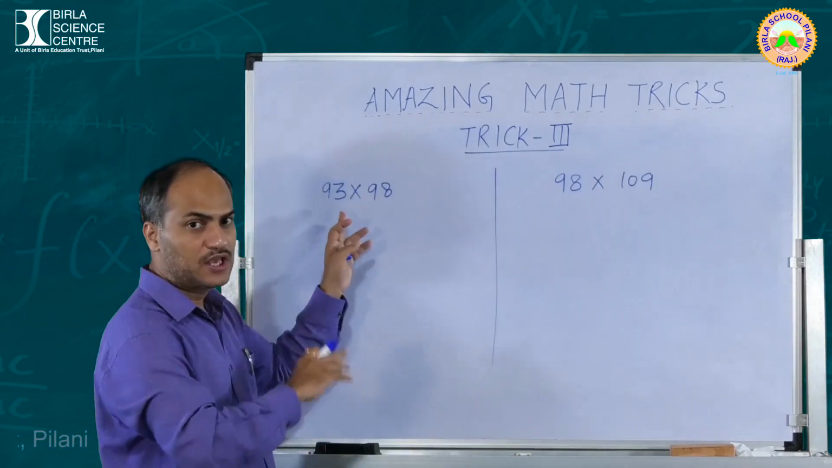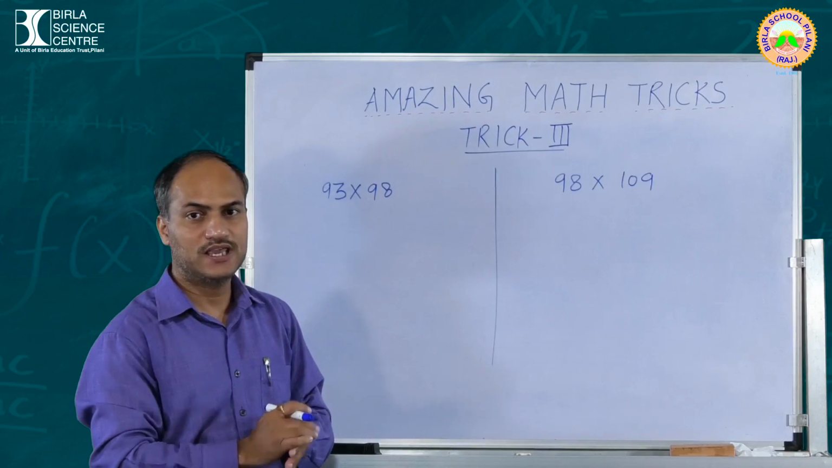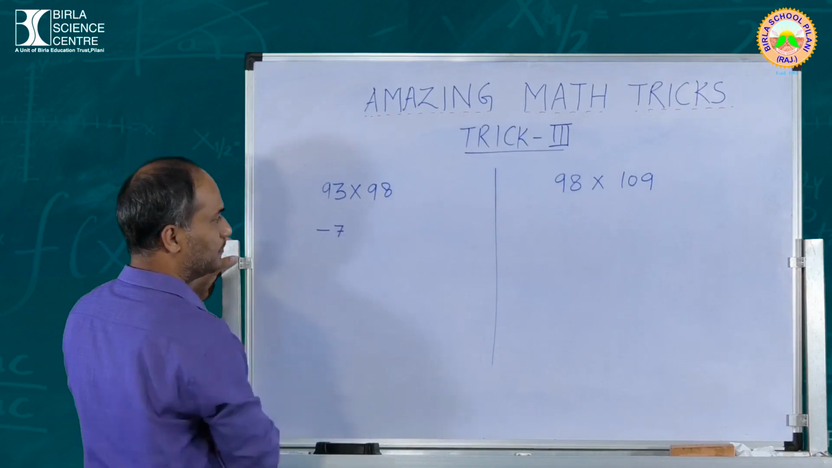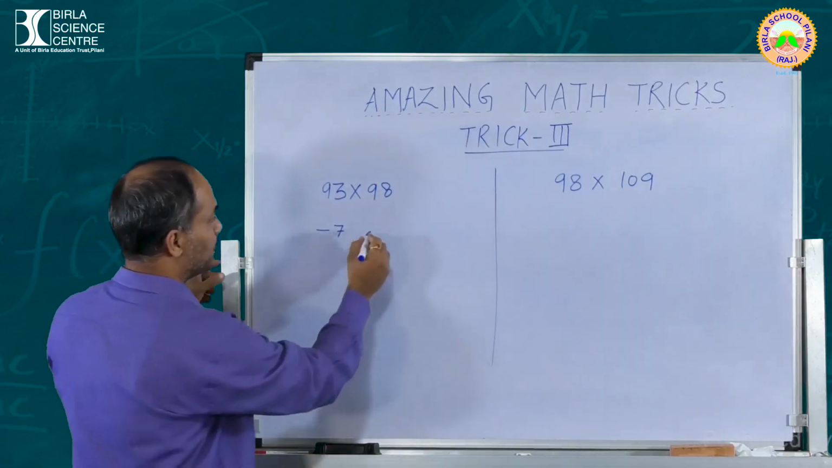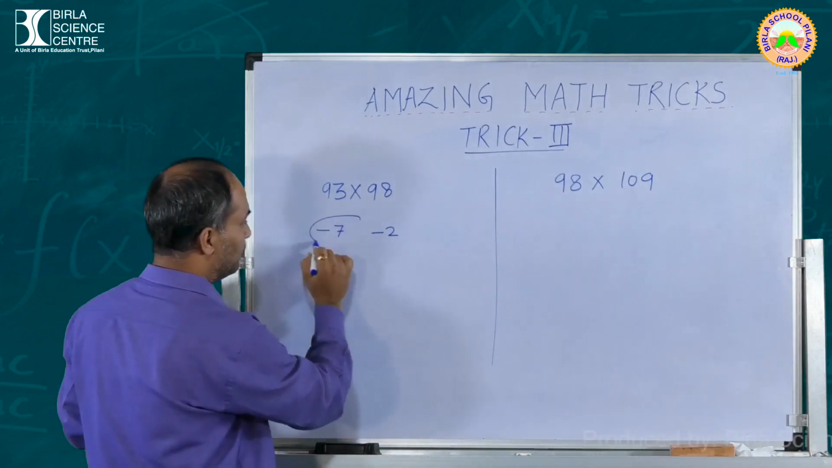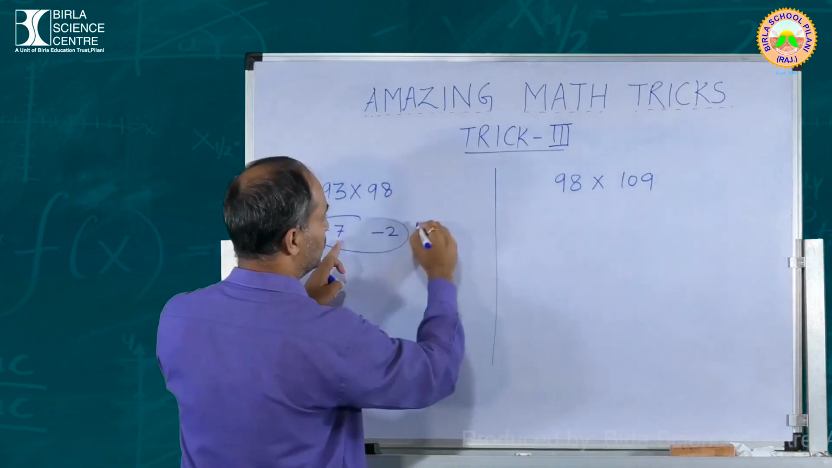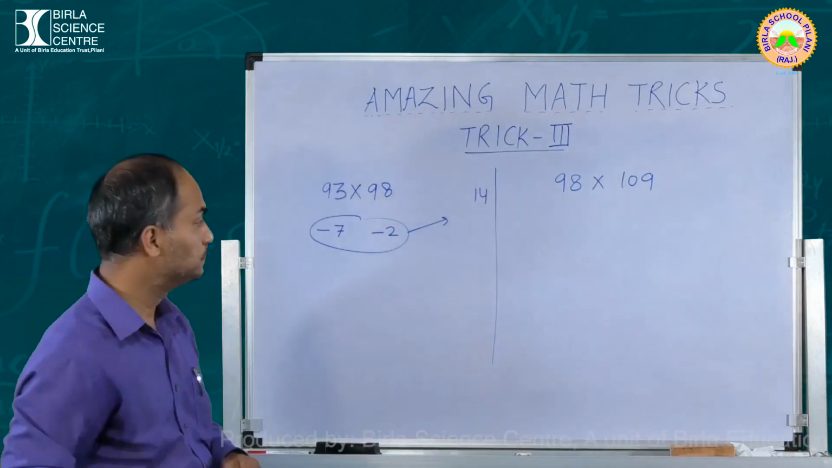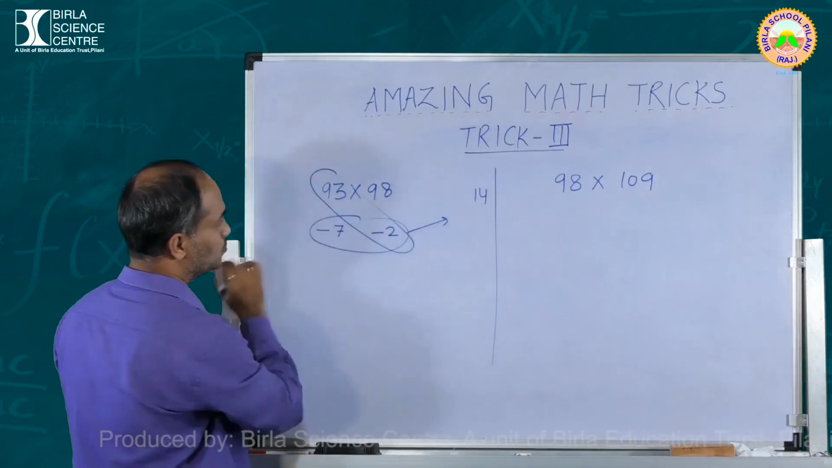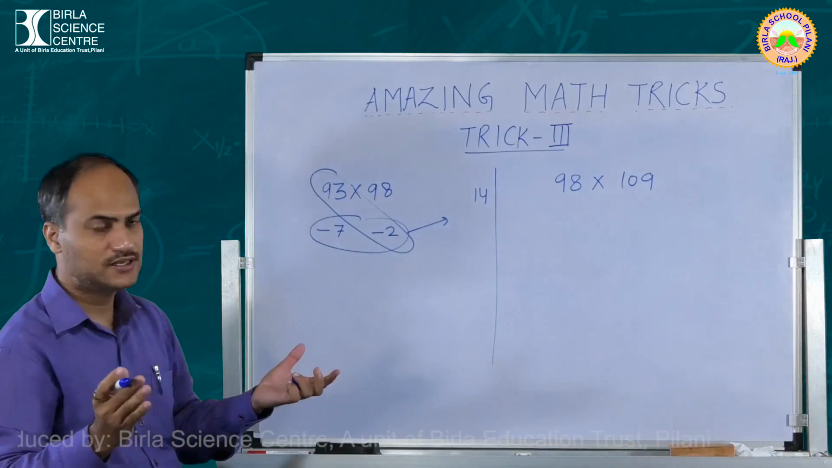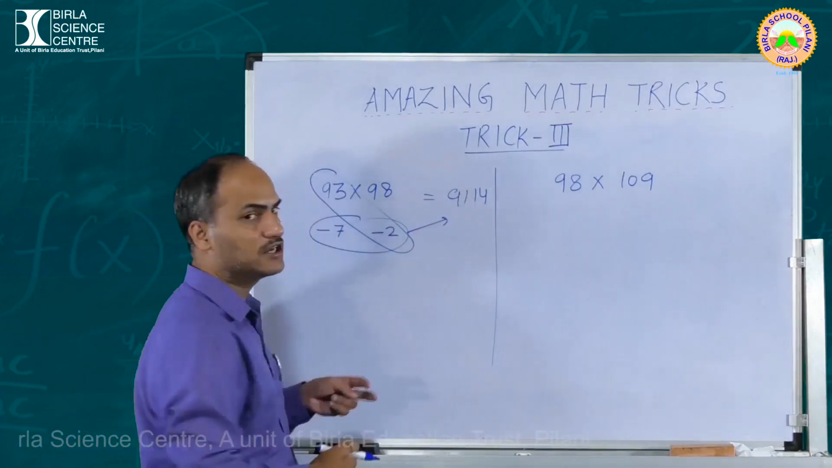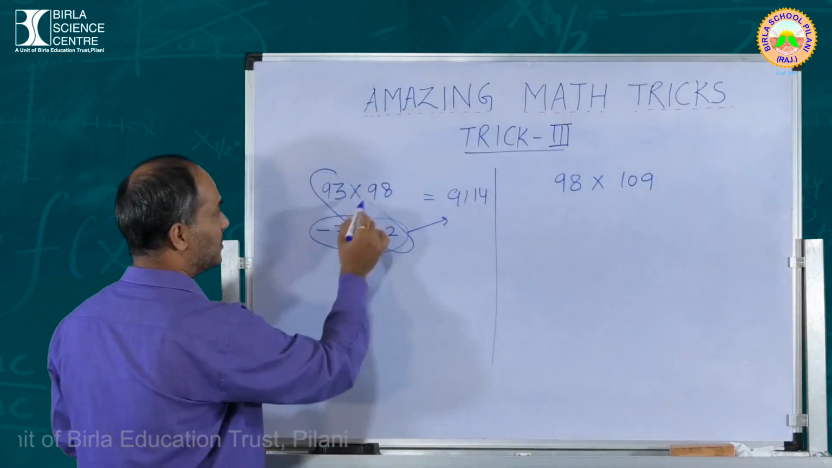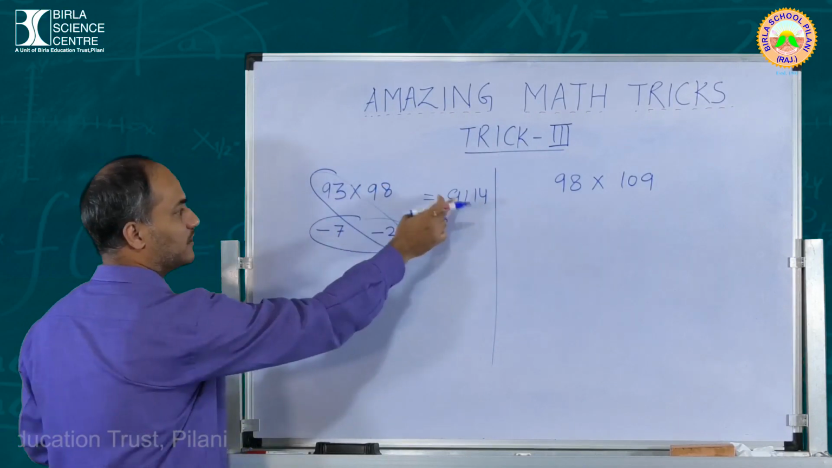Let us quickly cross check the answer for these numbers when we apply the same trick. So here we know that this number is less than 100 by 7. This number is less than 100 by 2. When we multiply them, what is the answer? 7 2s are 14. 14 are the last two digits of the answer. Now when we combine these two, 93 and minus 2, this is 91. 14, it means 9114 is the final answer. Here also, when we combine these two, 98 and minus 7, we get the same thing.